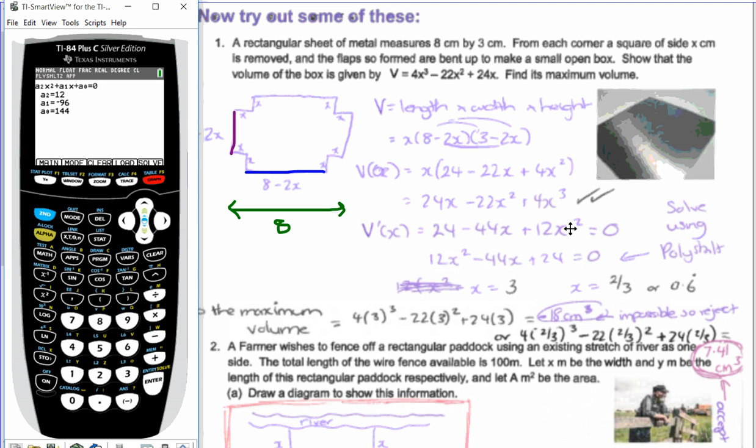So you might want to rewrite this as 12x squared minus 44x plus 24, because the first one has to be the coefficient of the x squared term, so 12. The next one has to be the coefficient of the x term, so negative 44. And finally, the last one needs to be the constant term, which is positive 24. And then you just click on here to solve.